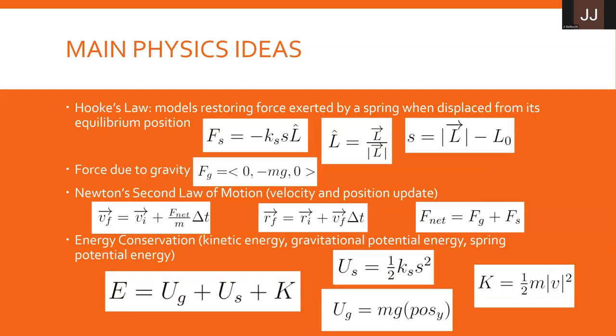First, Hooke's law explains the restoring force exerted by the spring when displaced from equilibrium. Then we consider the force due to gravity and apply Newton's second law to update the velocity and position of the mass over time. Lastly, we use the principle of energy conservation to account for the kinetic energy, gravitational potential energy, and spring potential energy of the system. Please look at the slide for all relevant equations used.